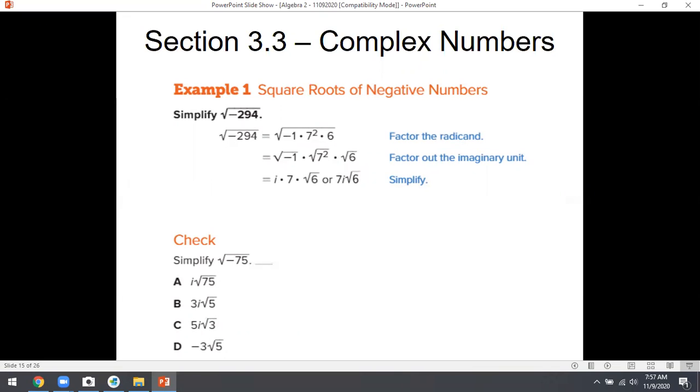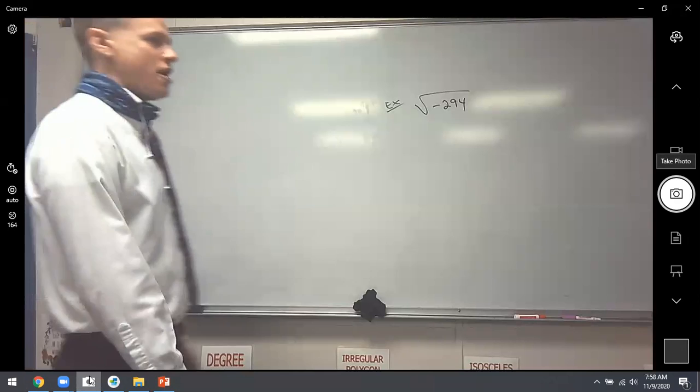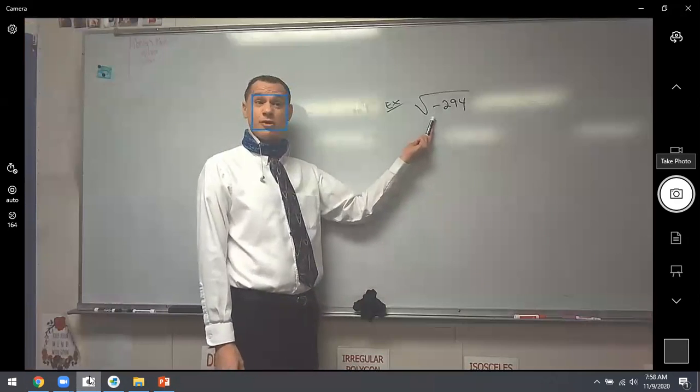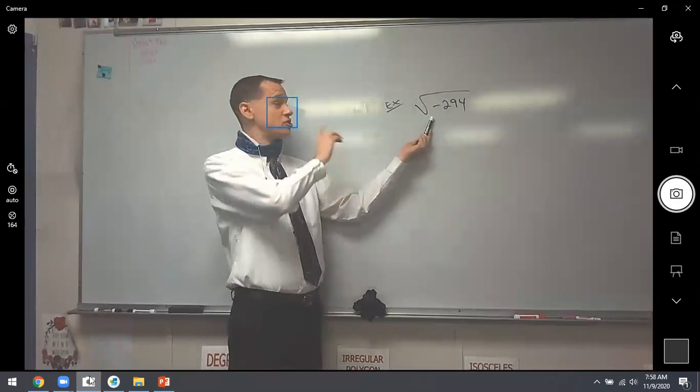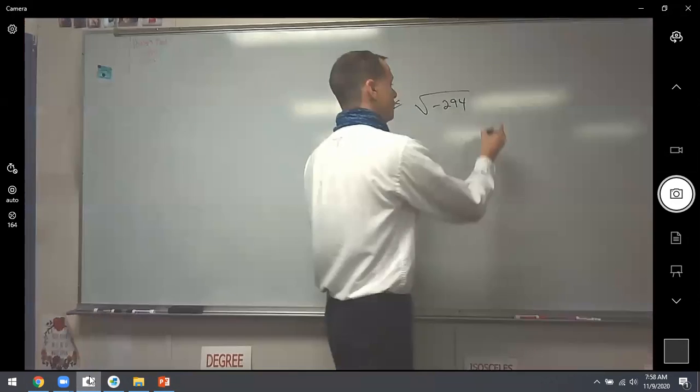Simplify this. Now, most of this work on the board is a little beyond us. I'm not sure if we remember the skill of simplifying radicals, but I don't want you to get too bogged down in this. Here's what I want you to focus on. This is the square root of what? A negative number, correct? That's bad. You see a square root of a negative, automatically it's an imaginary thing. So here's what I want you to get in the habit of doing.